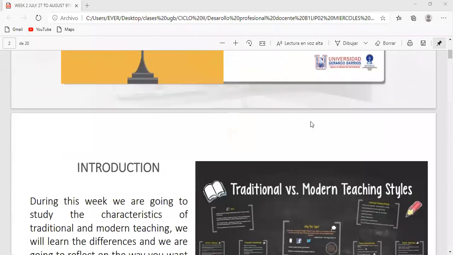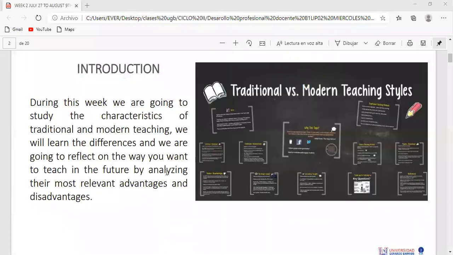So let's move. Now, we have this introduction. So during this week, we're going to study the characteristic of traditional and modern teaching. We will learn the differences, and we are going to reflect on the way you want to teach in the future by analyzing their most relevant advantages and disadvantages. So that means that during this session, we're going to be studying the traditional way and the modern style of teaching, and you're going to get your own reflection, okay?